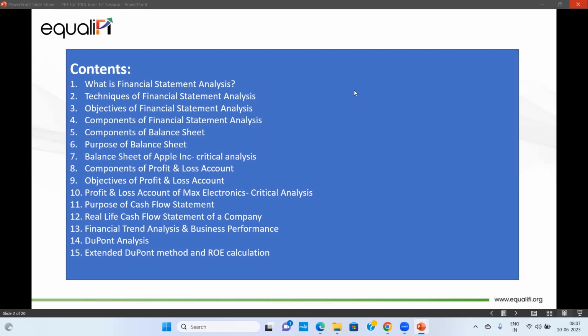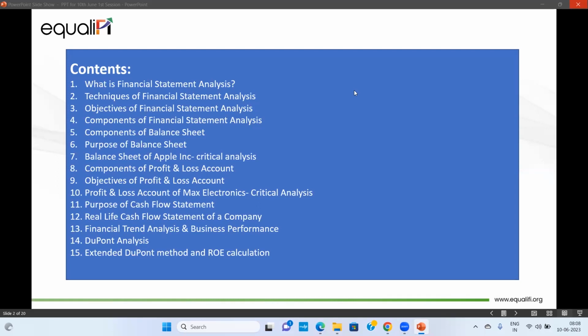So we are going to discuss financial statement analysis today. What is financial statement analysis? What are the techniques of financial statement analysis? Why do we do financial analysis? What is the objective? We are going to discuss different components of financial statement analysis, the components and purpose of the balance sheet. Then we will do a bit of analysis of the balance sheet of Apple Inc., components of the profit and loss account, objectives of the profit and loss account. Then again, there will be a slight critical analysis of the PL account of Max Electronics.